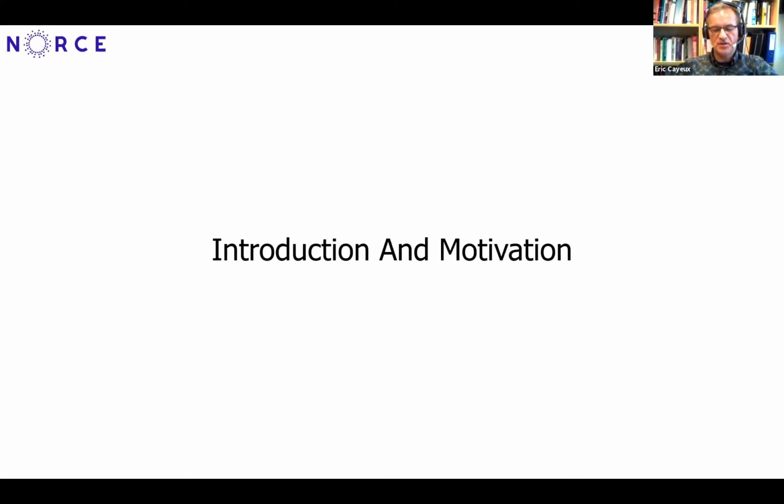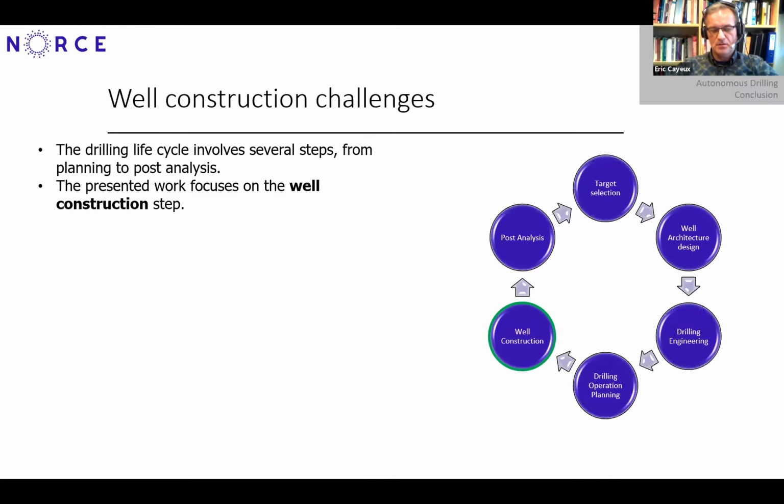So about the introduction and the motivation. As you know, the well construction process is a cycle where we start with selecting the target, defining the architecture for the well and the trajectory, and then utilizing this information to do some drilling engineering calculations. And then we go on with planning the operations to make that as safe as possible. And then we really build the well by the drilling operation. And then we capture the information which has been recorded during the drilling operation to do some post-analysis, which is a new input for the next cycle for planning the next well.